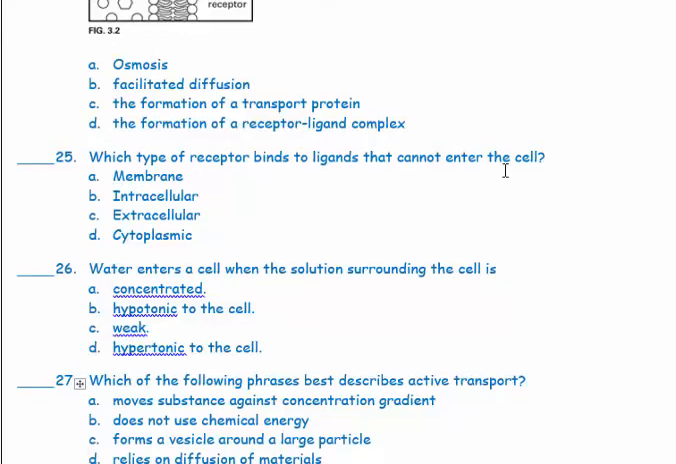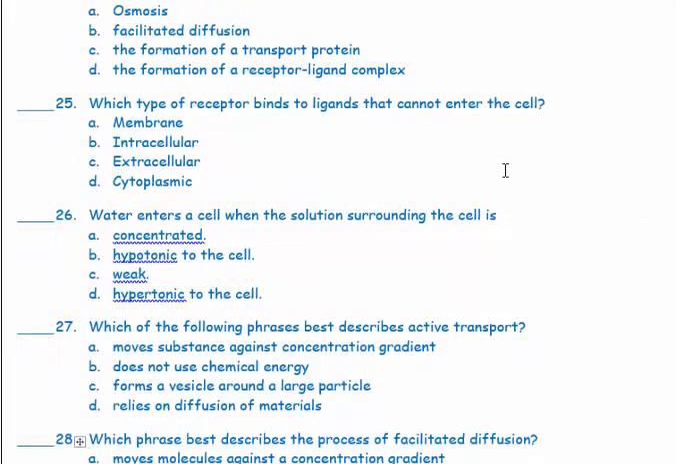Number 26. Water enters a cell when the solution surrounding the cell is hypotonic to the cell, it contains less solute. If it contains less solute, this means that it contains more water. In this state, the water is going to pass from the area of high concentration of water, from the area which contains more water to the area that contains less water. So 26, the answer is B.